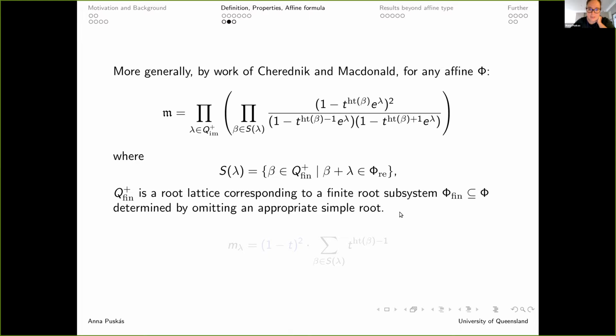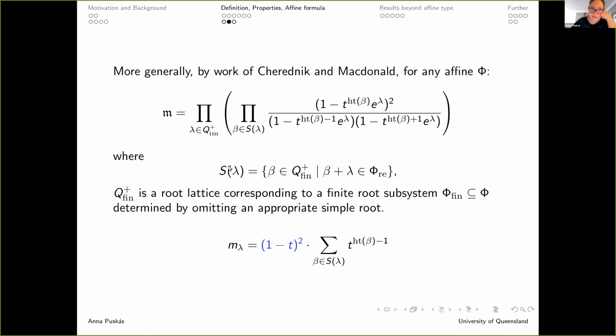And then again, M lambda, the polynomial collecting the exponents corresponding to the exponents of t and lambda, is a polynomial that's divisible by 1 minus t squared. Okay. So I just want to show you this set S lambda a little bit more.